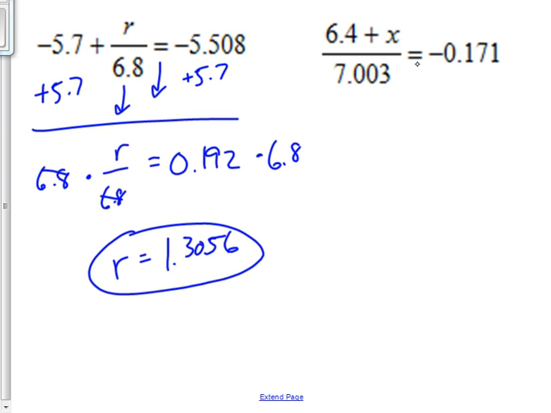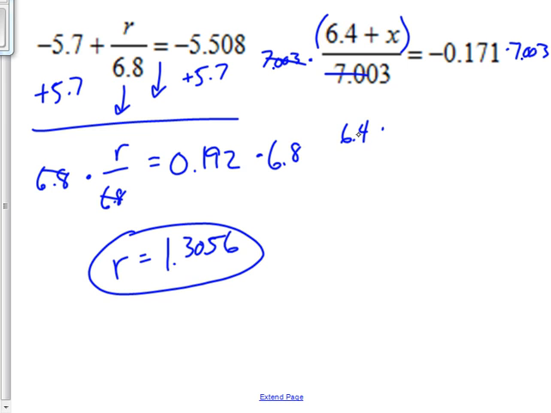Okay, now with this one, this is different. This is our invisible parentheses one, so we actually need to get rid of the division first. So let's multiply both sides by 7.003. All right, that cancels that. We can break open the parentheses.